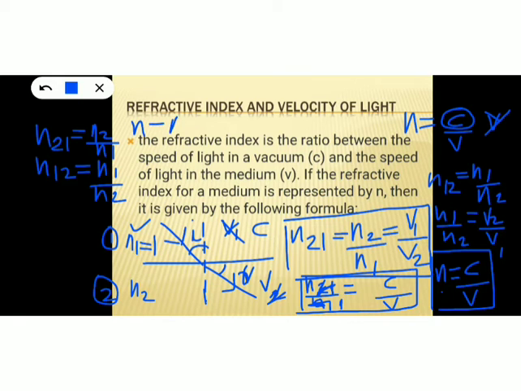So what is N? N is known as absolute refractive index. Okay, and this absolute refractive index is the ratio between the speed of light in vacuum to the speed of light in the medium. So obviously there is a relationship between refractive index and velocity of light.